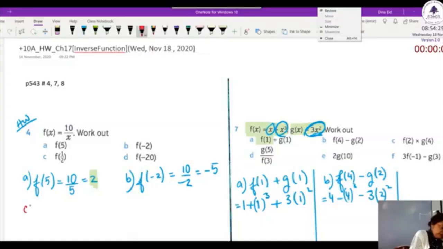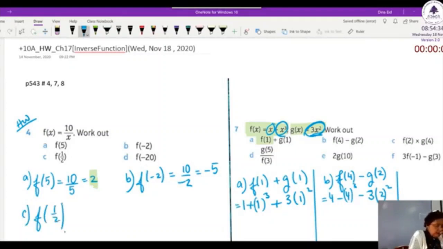Now in part C, we have f of half. So instead of x, they gave us half. So you replace x by half. So this is 10 over 1 over 2. You change the division bar into multiplication and you flip the fraction. So the answer is 20.